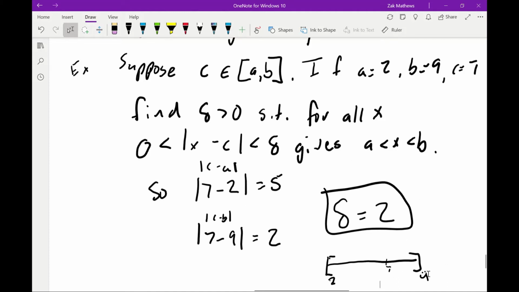From 7 to 9, that is 2 units. If I were to start at 7, subtract 2, I'd get down to 5. I didn't hit the minimum side. I don't care. All I'm saying is I'm staying between them. I don't need to equal them. I'm just saying I'm staying between the A and the B.